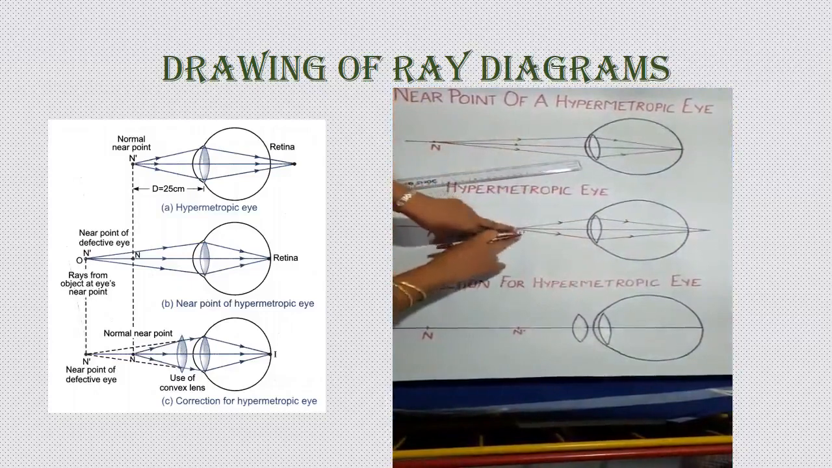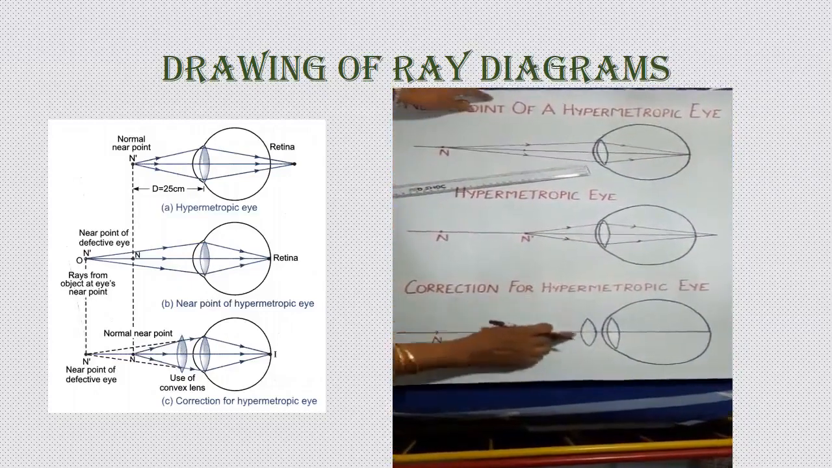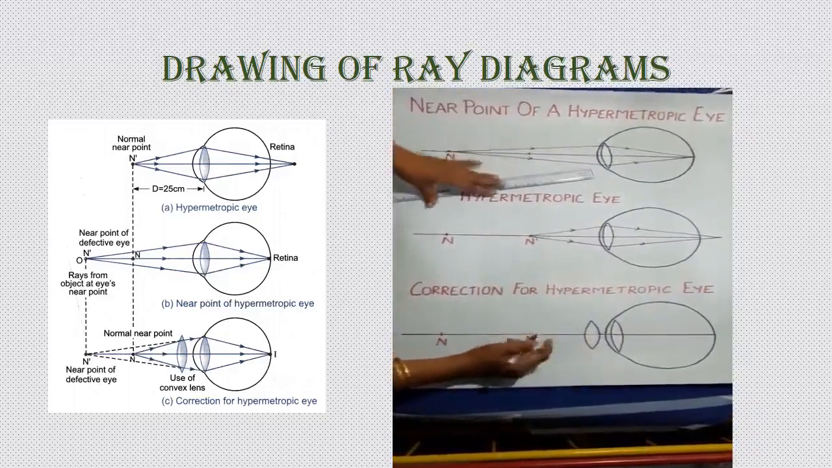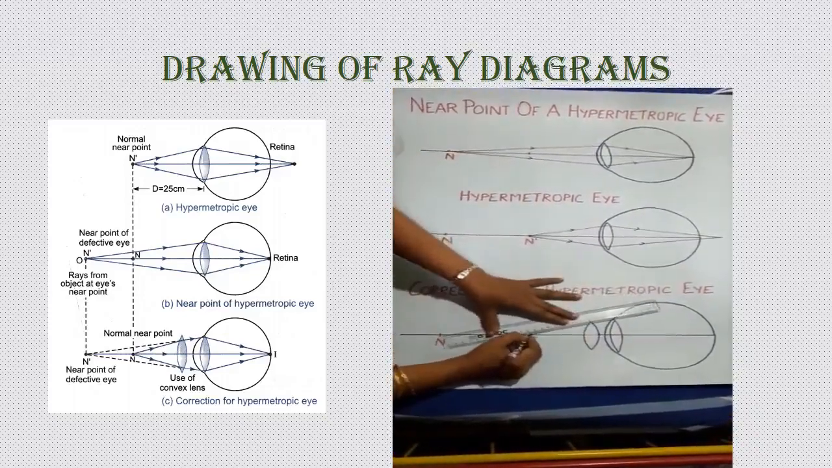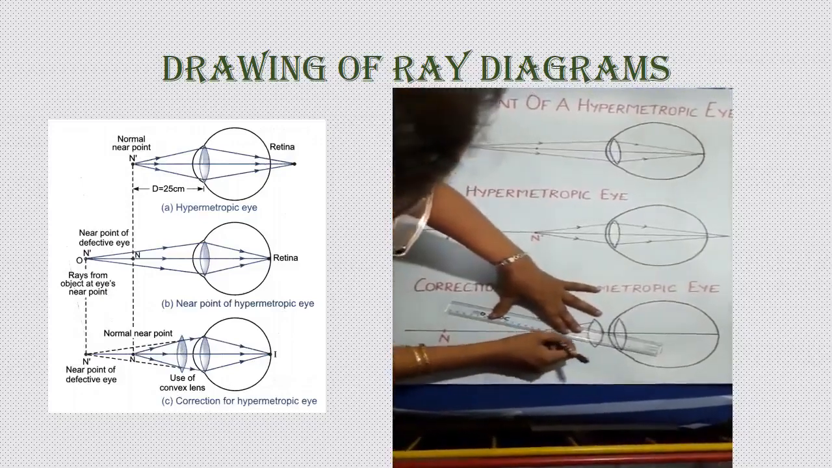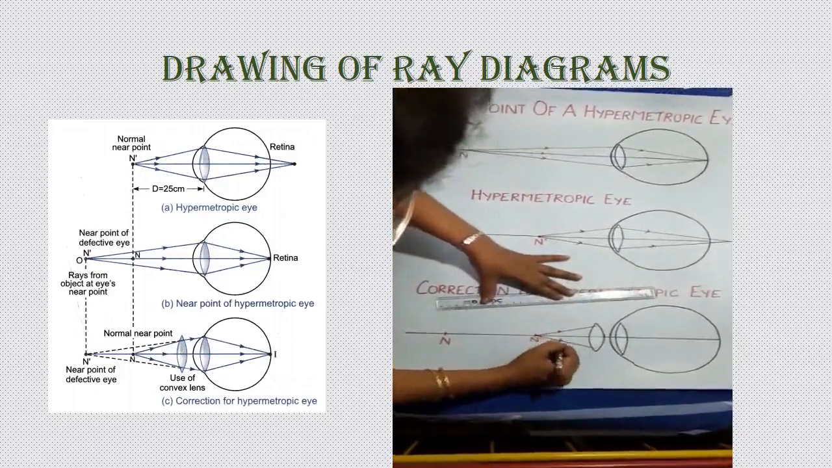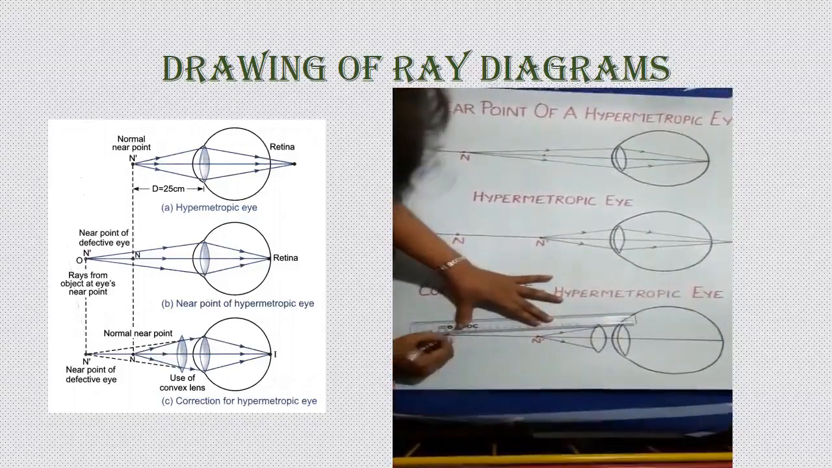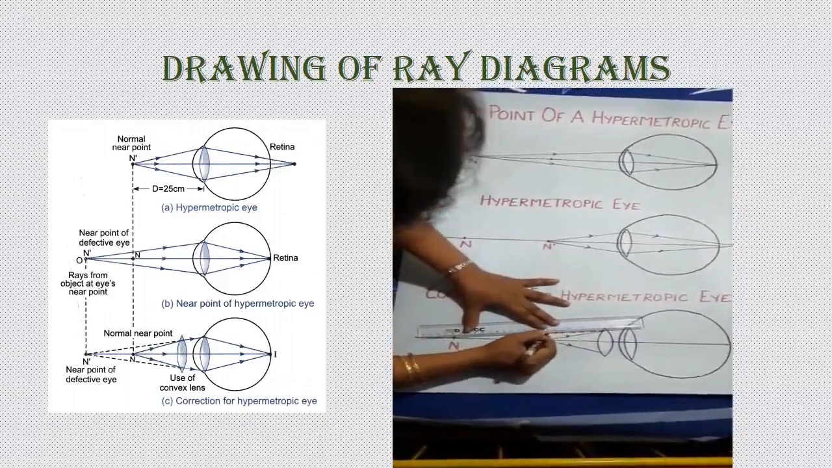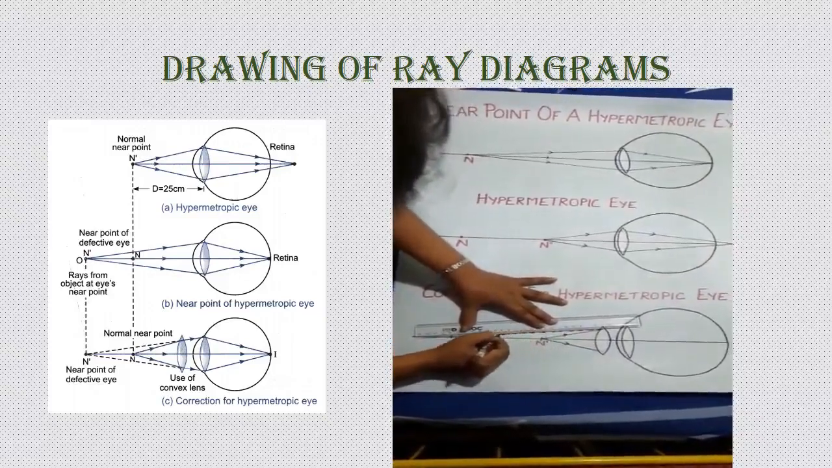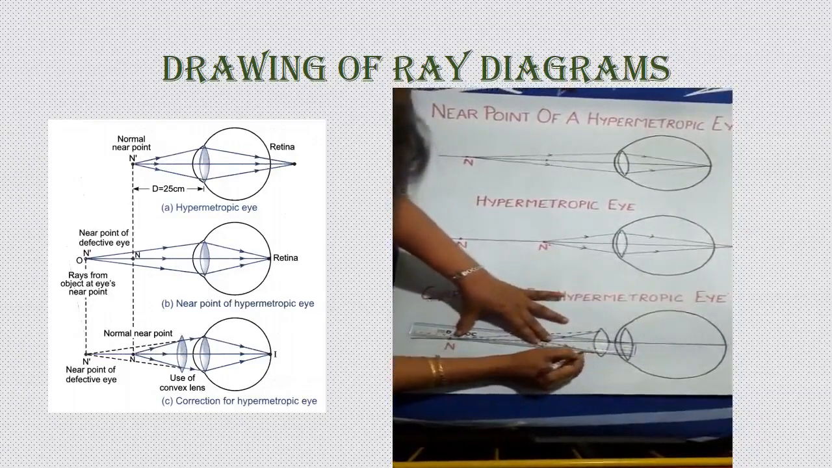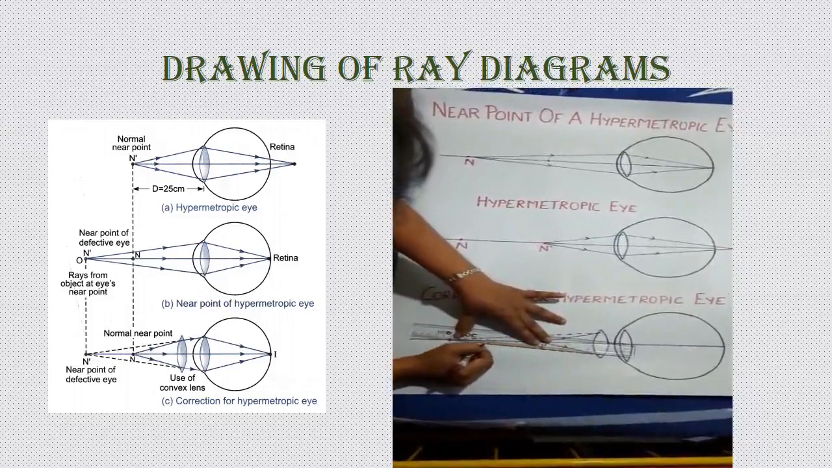Now for this, we are doing a correction. The correction is done by placing a convex lens of appropriate focal length. Now you have the object at N dash, and the virtual image is formed at N, which is the near point of the hypermetropic eye. This virtual image acts as a virtual object for the eye lens.